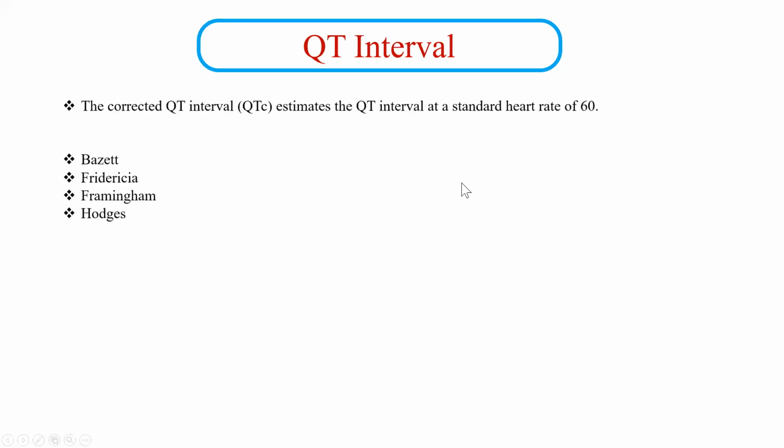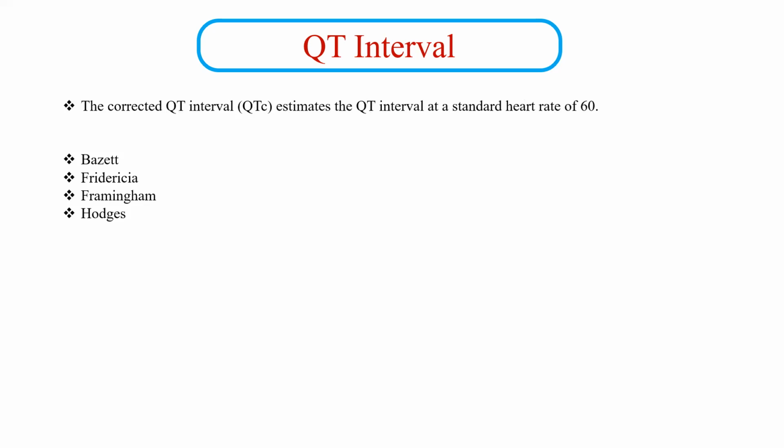Now, again, we should correct the QT interval for the heart rate. Whenever we are correcting the QT interval, this estimates the QT interval at a standard heart rate of 60. So this is the only circumstance where you don't need correction. If the heart rate is actually 60, you don't need correction. It's already corrected, because the idea of the correction, again, we talked about this.